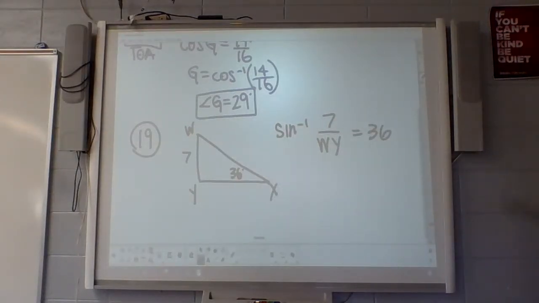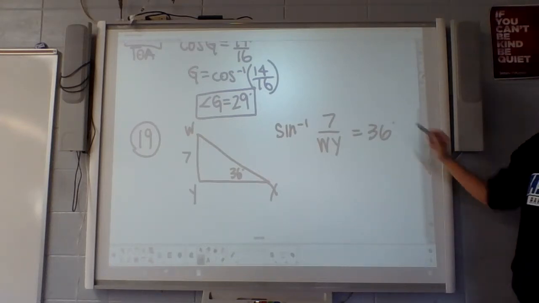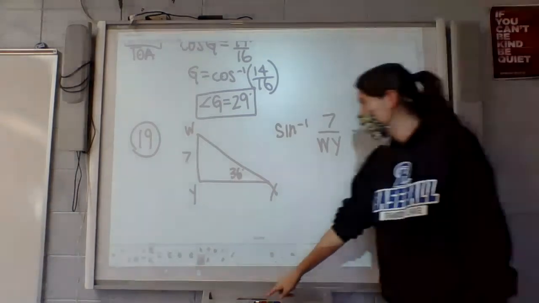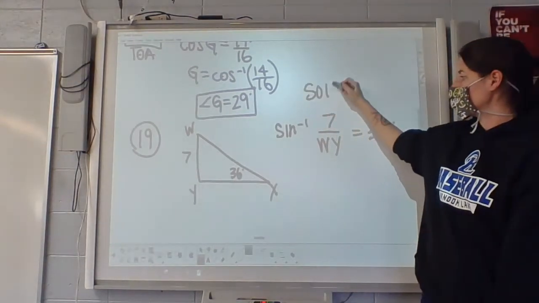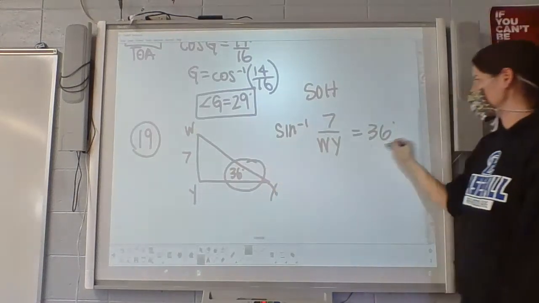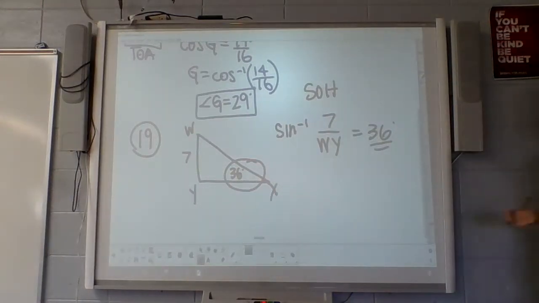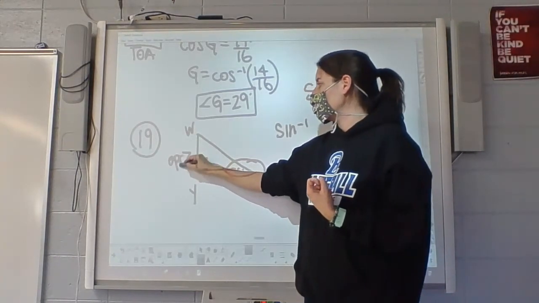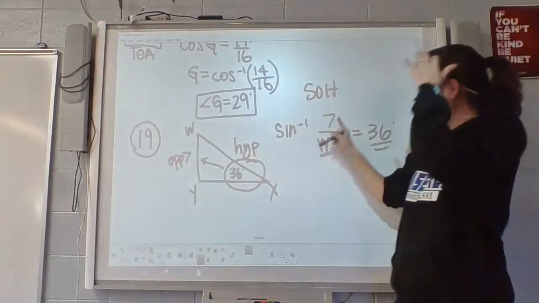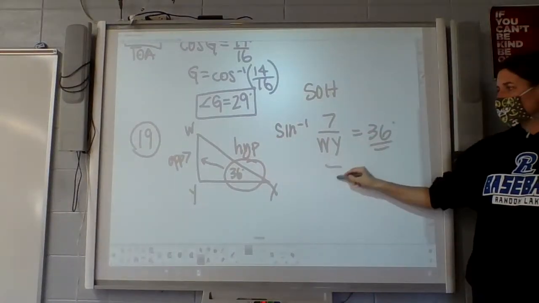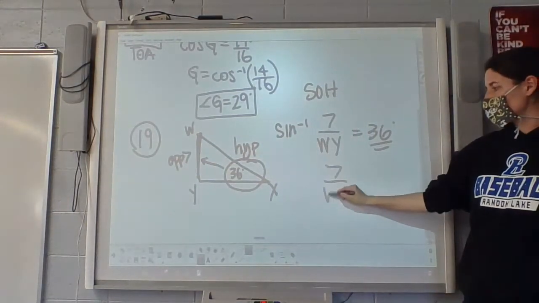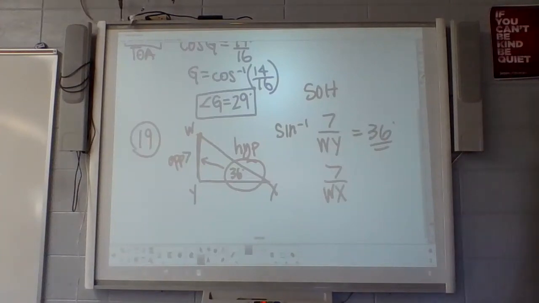So, kind of a weird problem. What they're trying to get you to see is, if you were trying to solve this, hopefully you realize that sine is SOH. If I'm talking about 36 degrees, which is what they mention here, sine is opposite over hypotenuse. So here's my opposite, and my hypotenuse is here. If I wanted to set up this ratio, it'd be 7 over, not WY, it'd be 7 over WX. That's all they're asking you to do, is see what they have set up wrong there.